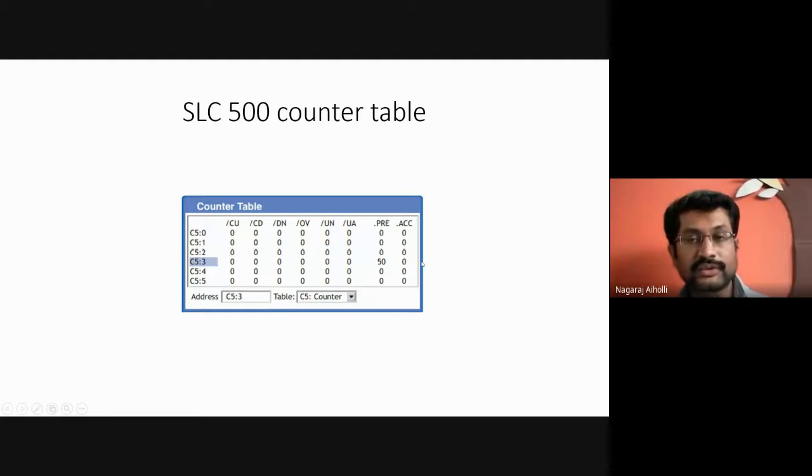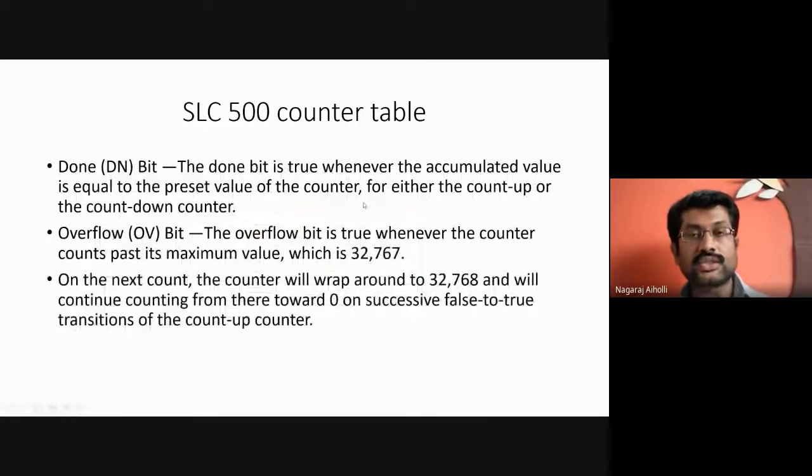Once the counting process starts, up counting or down counting, the accumulator value is updated. It will go on changing. This is the address C5:3 and the table is the C5 counter table. The done bit is true whenever the accumulated value is equal to the preset value of the counter, either for the up counter or for the down counter. If it is for an up counter, when it reaches the maximum value, say 255, the done bit will be made equal to 1. For the down counter, when it reaches the minimum value, say from 255 to 0, the done bit will become equal to 1.